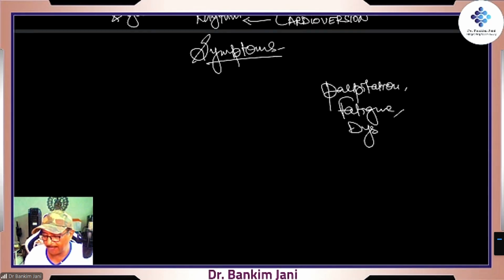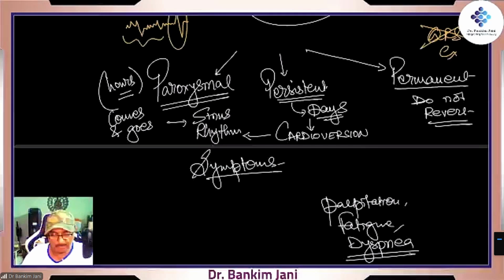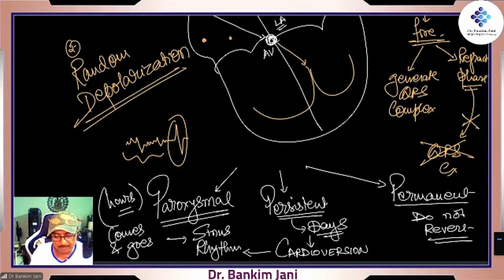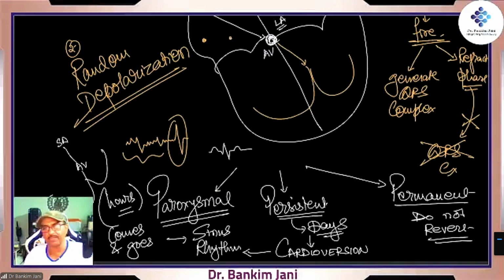Sinus rhythm is nothing but that PQRST. This is called a sinus rhythm. The signal starts from the SA node, goes to the AV node, and from the AV node all the way to the ventricles. So that is what is called the sinus rhythm. The normal rhythm of the heart is called the sinus rhythm. So that is what really happens.